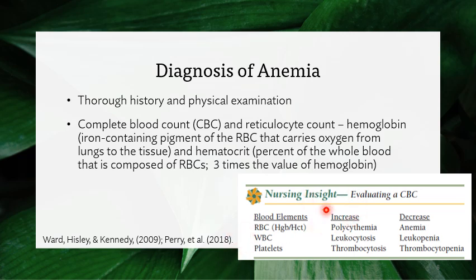So when an increase happens in the red blood cells, we call it polycythemia. When the white blood cells are increased, we call it leukocytosis. When the thrombocytes are increased, we call it thrombocytosis. And when they are decreasing, so if red blood cells are decreasing, we call it anemia. If white blood cells are decreasing, we call it leukopenia. And when the platelets are decreasing, we call it thrombocytopenia.